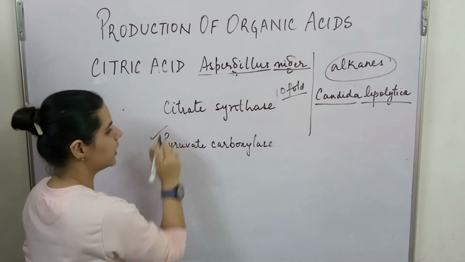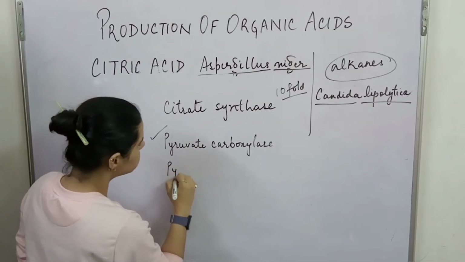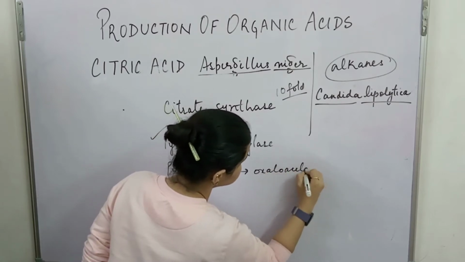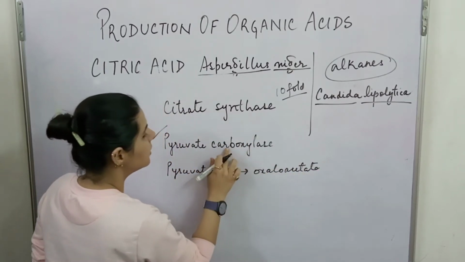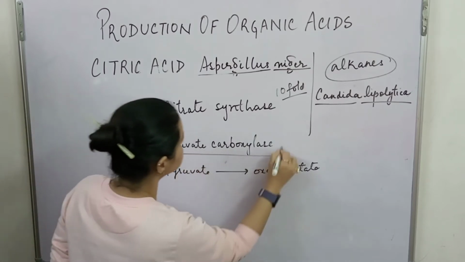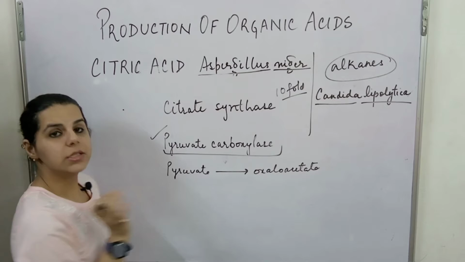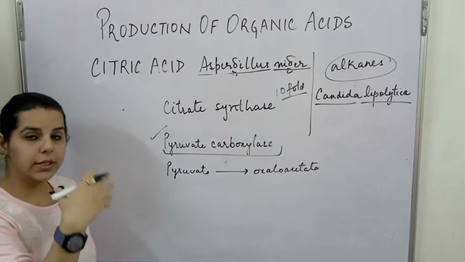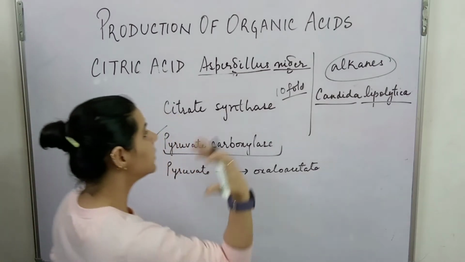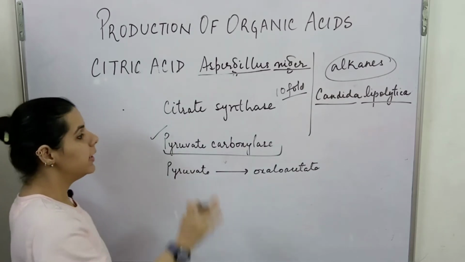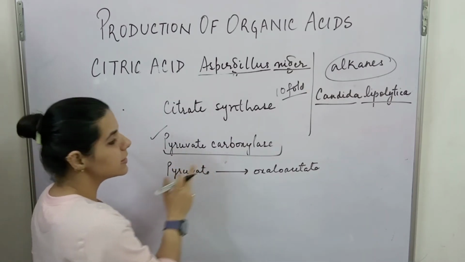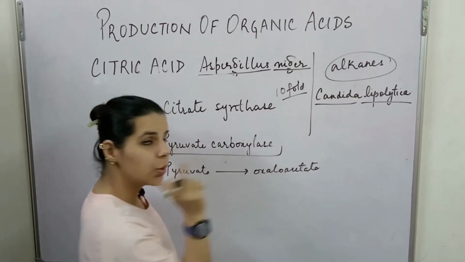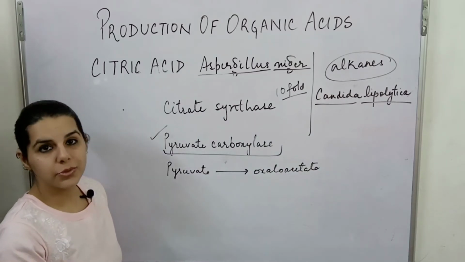Another key enzyme is pyruvate carboxylase, which converts pyruvate to oxaloacetate. This enzyme is considered a key enzyme in citric acid production. So these two enzymes are very important, right? Whenever there is an increase in citric acid production, there is a 10-fold increase in citrate synthase. Similarly, pyruvate carboxylase is again a key enzyme, because it converts pyruvate into oxaloacetate, and oxaloacetate is very important for the production of citric acid, right?